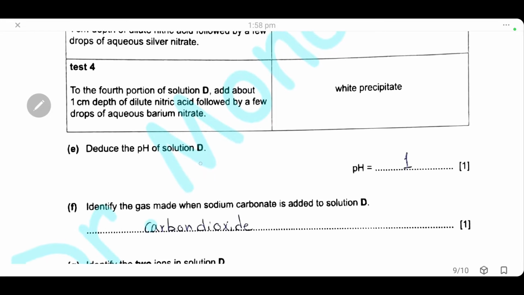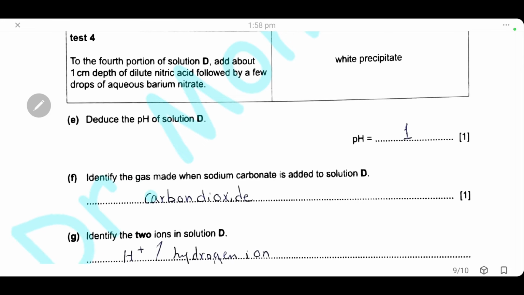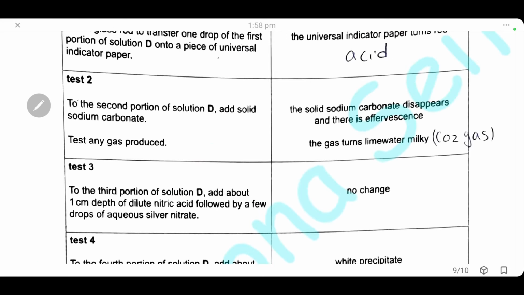Deduce the pH of solution D. Of course, sulfuric acid is a strong acid, so we can write pH 1. Identify the gas made when the sodium carbonate is added to solution D. Here in test 2, the gas is carbon dioxide because it turns lime water milky.